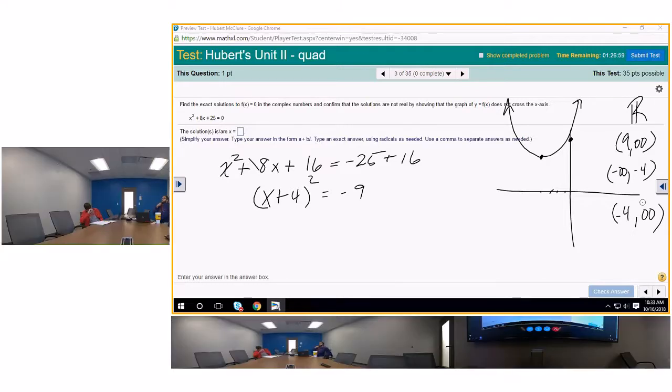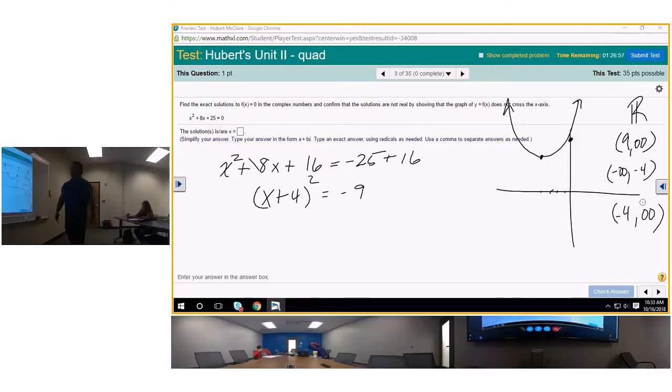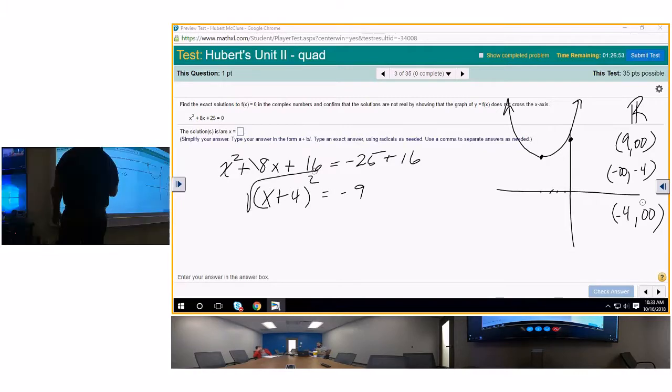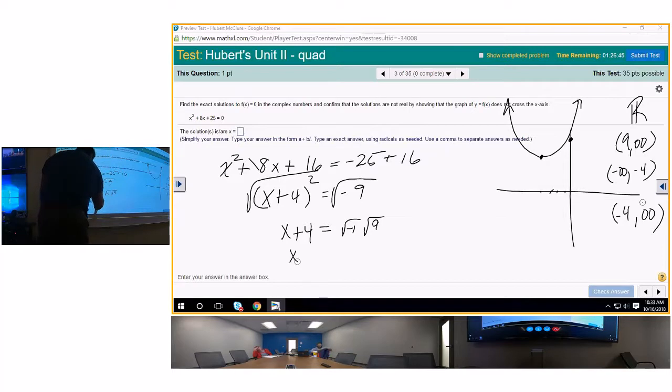Now, if you want your x-intercepts written in the form of complex numbers, you need to finish it. Take the square root of both sides. X plus 4 is equal to the square root of negative 1 times the square root of 9. X plus 4 is equal to i times 3. So x is equal to 3i minus 4.